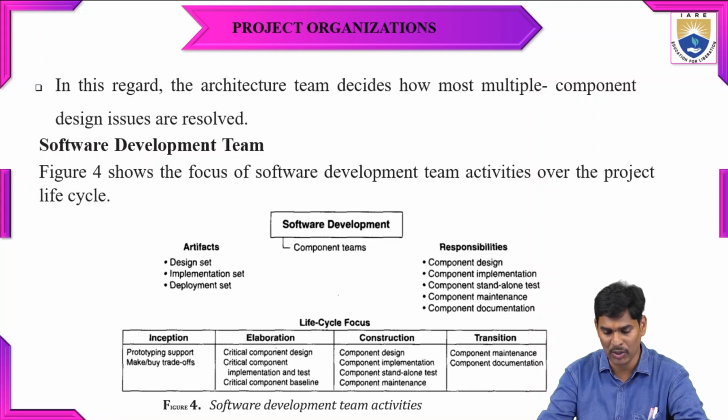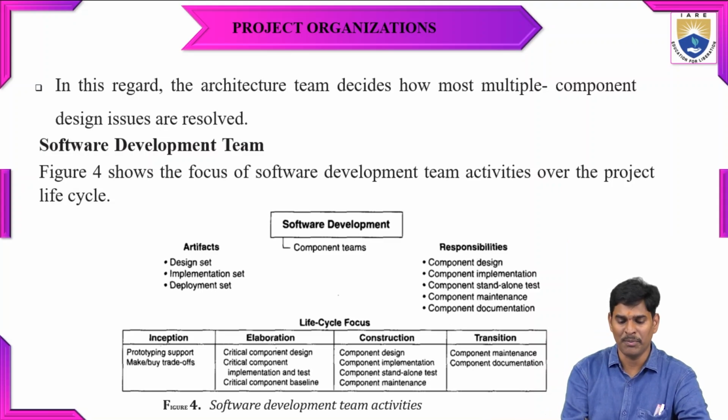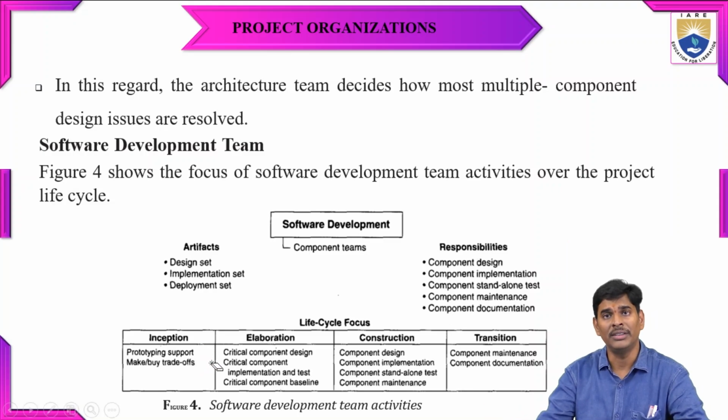What are the different types of components they are going to use, and what is the main responsibility? The responsibility is that they need to design the different types of components: component design, component implementation, component standalone test, component maintenance, and component documentation. In inception, they need prototype support and make-or-buy trade-offs. In elaboration, they need to check the critical risks for designing the component, the different critical components, and the different types of constraints.